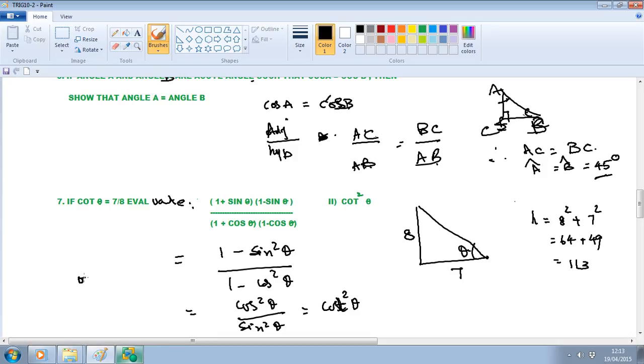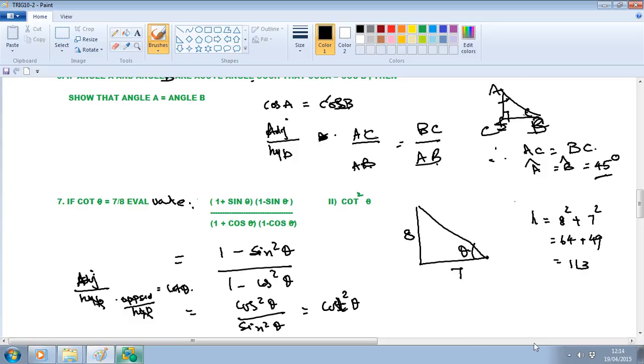Cos square theta is adjacent side by hypotenuse, to the power of two. What about sin square theta in the denominator? How will it come? Opposite side by hypotenuse, in the denominator. So this will get cancelled. Adjacent by opposite side is cot theta.